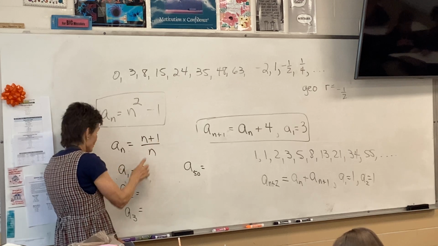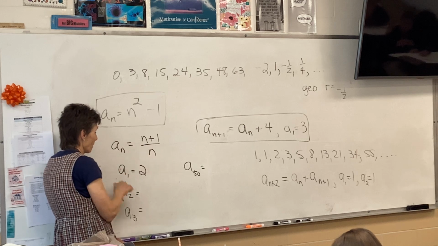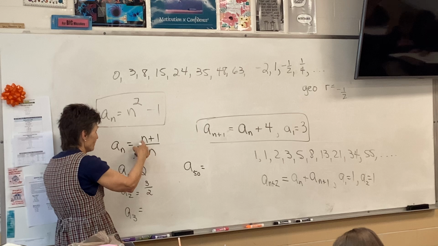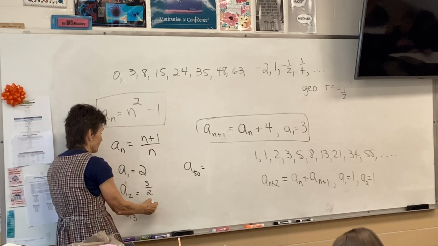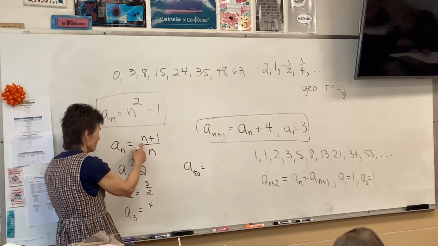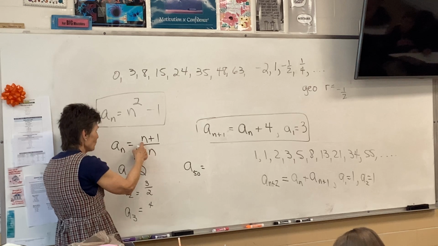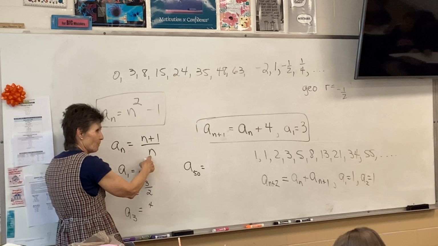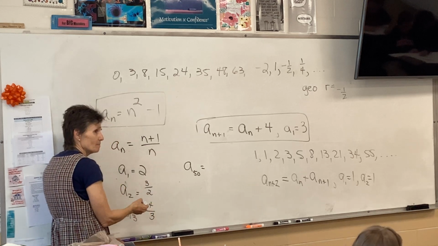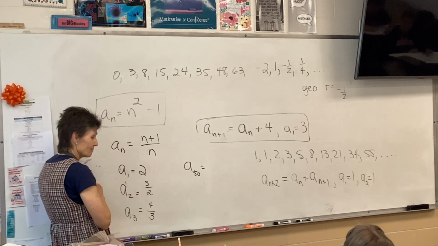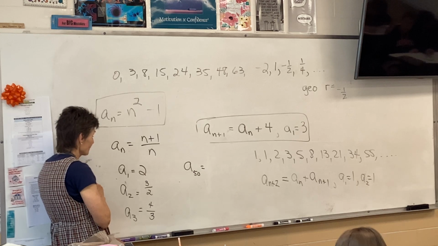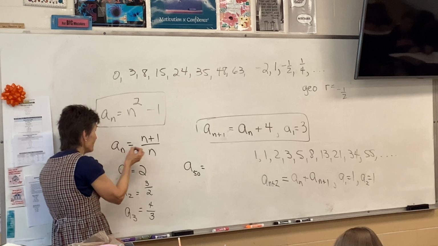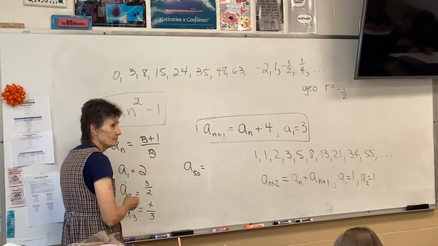So what's a sub 2? 3 halves. A sub 3? 3 halves plus 1? No, it's 3 plus 1, which is 4 over 3. So 4 thirds. You only do the first one. My bad. 51 over 50.